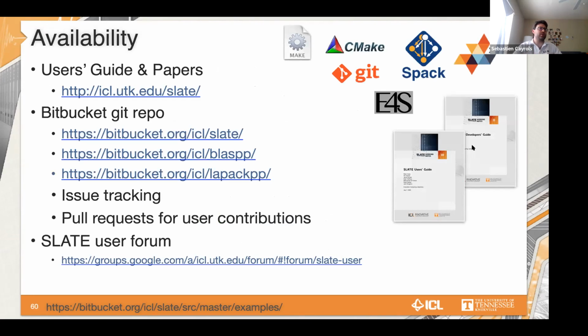And to conclude, the user guide can be found, as well as the papers that we're writing as we develop this, at this URL, icl.utk.edu/slate. We're using Bitbucket for the repo, so we have 3 separate repos. As Daniel said, those are independent projects. It's more like SLATE needs something, so we may add something in BLAS++, or may not. So we have SLATE, BLAS++ and LAPACK++. Overall, we're using issue tracking. So if you have any issue, please go on Bitbucket and raise an issue.